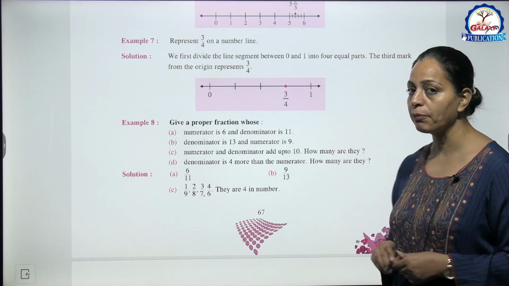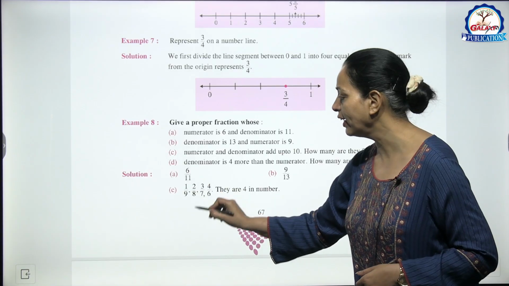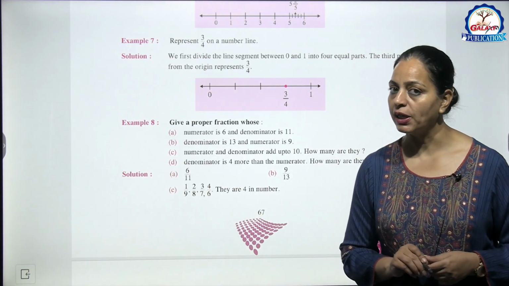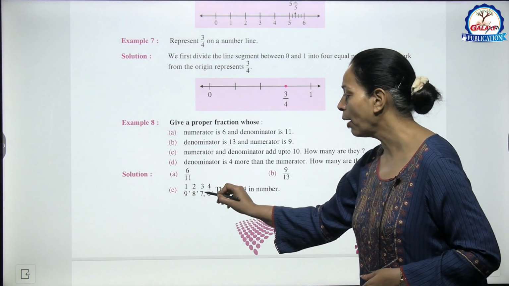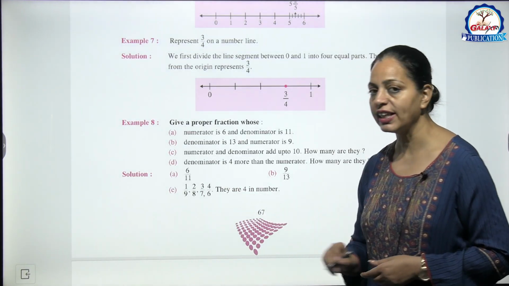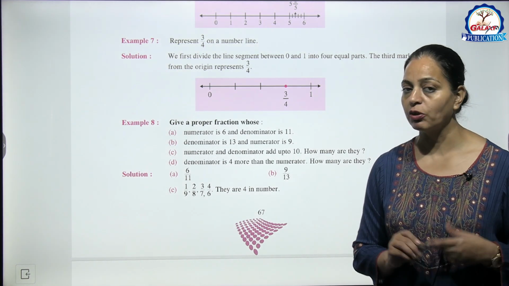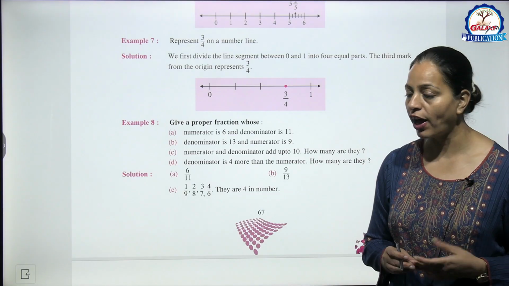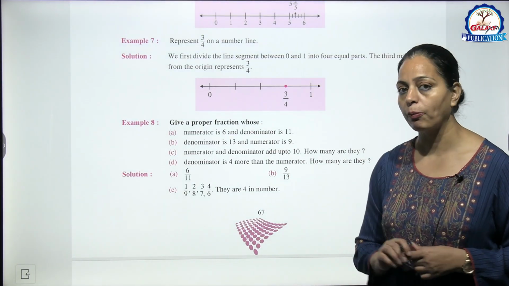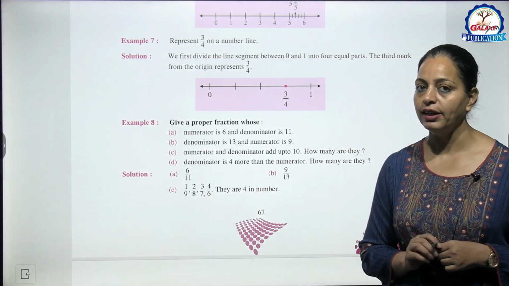That is, what should be the sum of those two? 10. So 1 upon 9, 1 plus 9, 10. 2 upon 8, 2 plus 8 is 10. 3 upon 7, 3 plus 7 is 10. 4 upon 6, 4 plus 6 is 10. We can't take 5 upon 5 because that is not a proper fraction. We have to write the proper fraction. Okay, so how many are they? They are 4 in number.